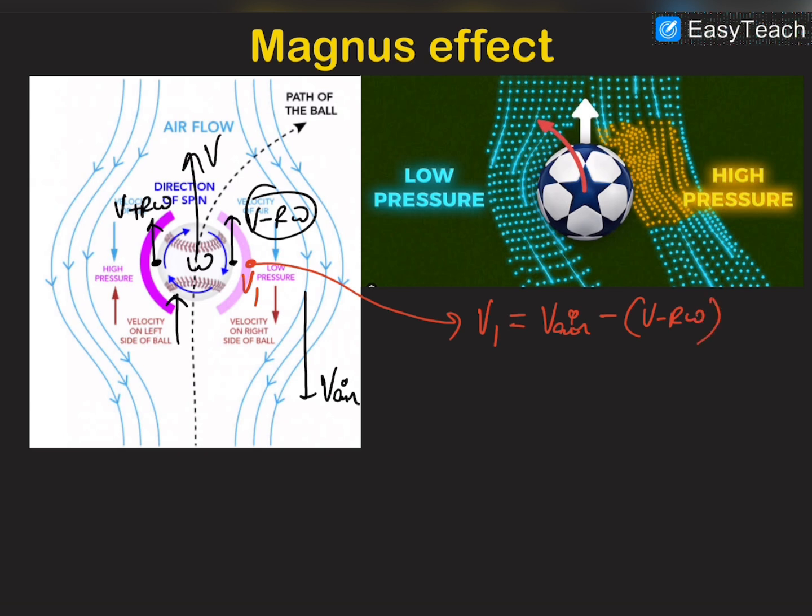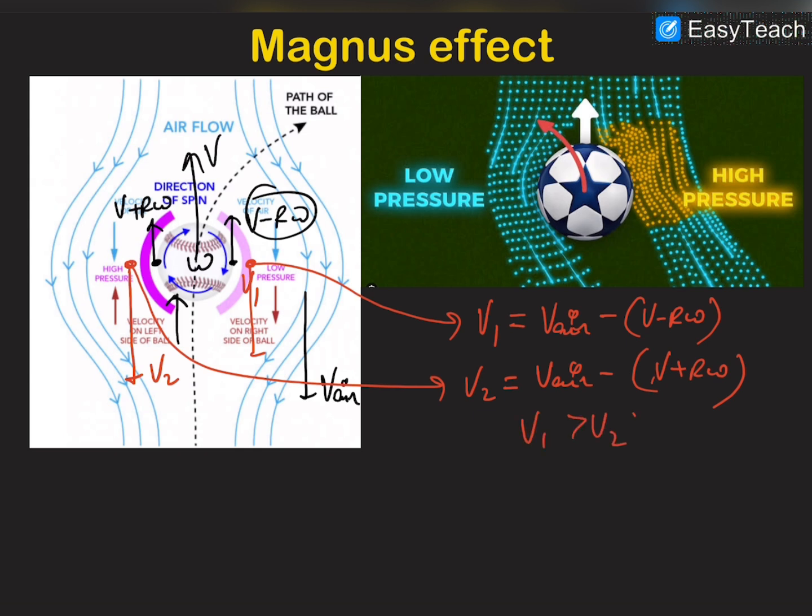So this is the net velocity of the air at this point in the backward direction, and at this point the net velocity of air is, let's suppose, v2. At this point v2 will be equal to v air minus drag velocity, and the drag velocity at this point will be v plus r omega. So we can see that the drag velocity at this point is lower than the drag velocity at this point, and therefore we can conclude that v1 will be greater than v2.